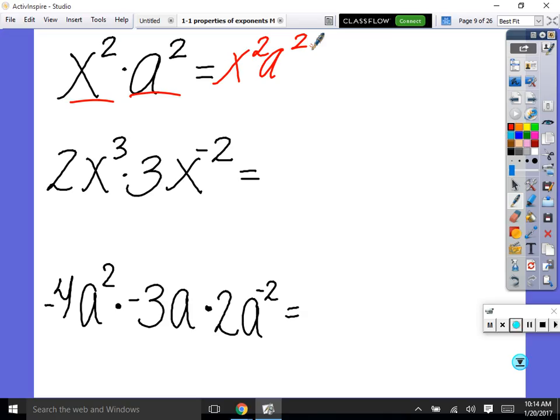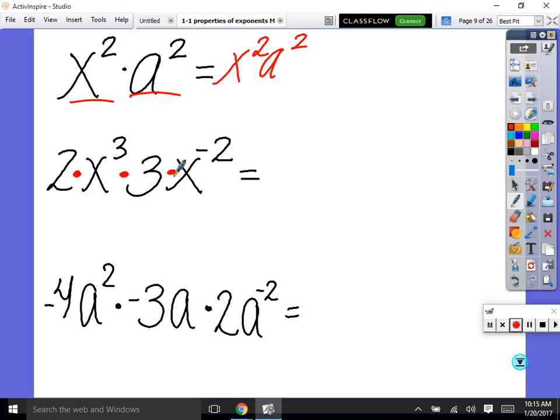Okay, here's our first more advanced example. So refocus in. We have 2x cubed times 3x to the negative 2. Now let me show you what students tend to think. They say, oh, 2 is connected to x cubed, 3 is connected to x to the negative 2, which is not true. This is literally just 2 times x to the third times 3 times x to the negative 2. You see how it's just all multiplication?